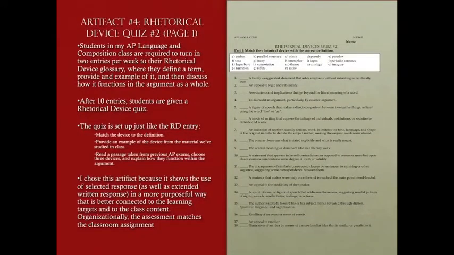The first part is basically matching the term to the definition. So as the students, maybe I should back up, as the students go through the semester, each week they're required to do 2 rhetorical device entries. They have to tell me what the term means, so the definition. They have to give me an example of the term from the stuff that we've studied in class, and then they have to provide an explanation of how that term functions in the argument as a whole. So the quiz mirrors that. The first part, like I said, is matching, so they have to know the term and the definition. The second part is giving examples of each of the terms from material we've studied in class.